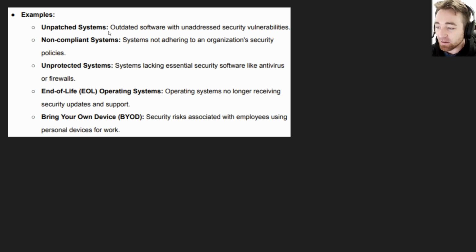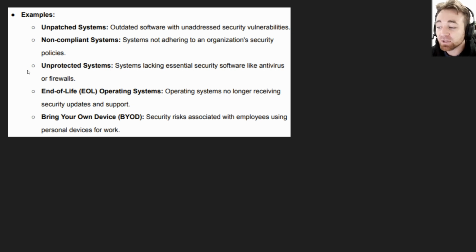Unpatched system is an outdated software with unaddressed security vulnerabilities. Basically, it's not updated and it's not patched against the most recent threats. A non-compliant system is a system that is not adhering to an organization's security policies. So for whatever reason, it is not adhering to the specific organization's security policies.